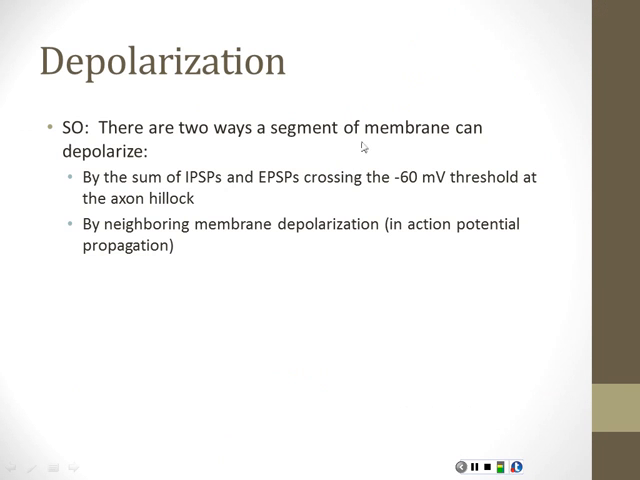All right, so there are two ways you can get a neuron to depolarize. We know that depolarization to minus 60 is the trigger for an action potential, right? So there's only two paths to that. One is by summing up inhibitory and excitatory changes at that axon hillock to get to the minus 60. The other way is in action potential propagation, where the next segment is depolarized by the previous segment. So this is just sort of a general rule for the whole neuron: there's only two ways to get to depolarization: IPSPs and EPSPs, or depolarization of the neighboring membrane, like you see in that sweeping action potential. All right.